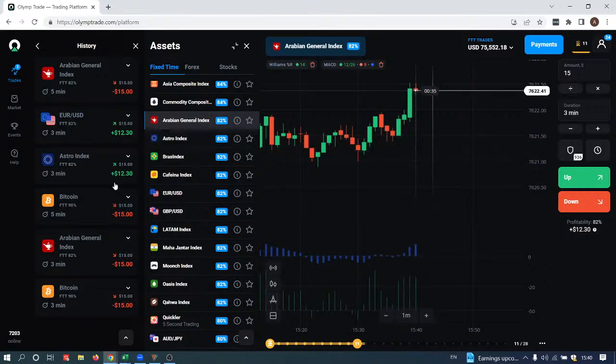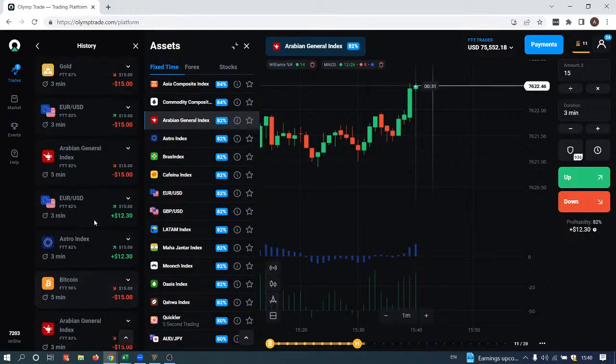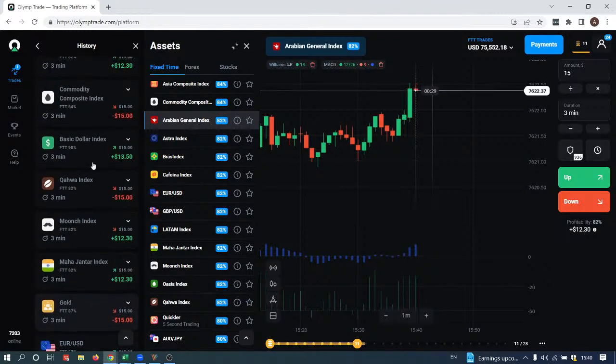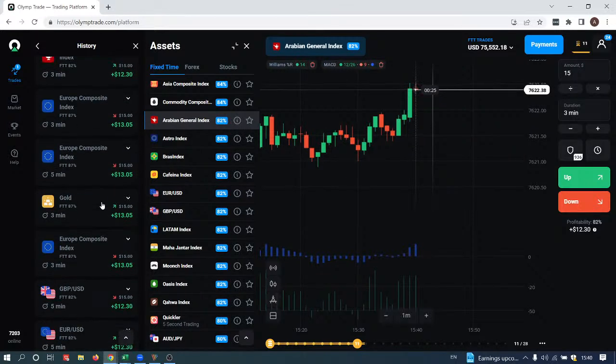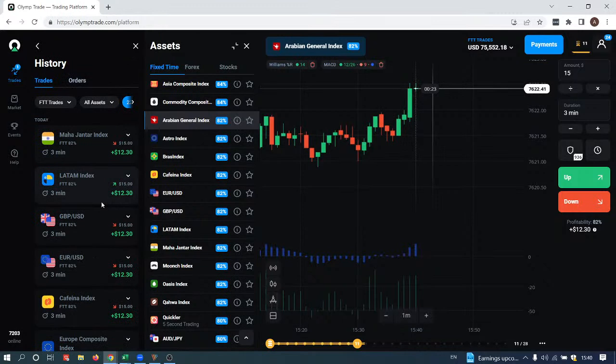But in general, yes, that can be the case. So, history: 13 losing trades, unlucky number. Those were my losing trades, and now to my profitable trades.